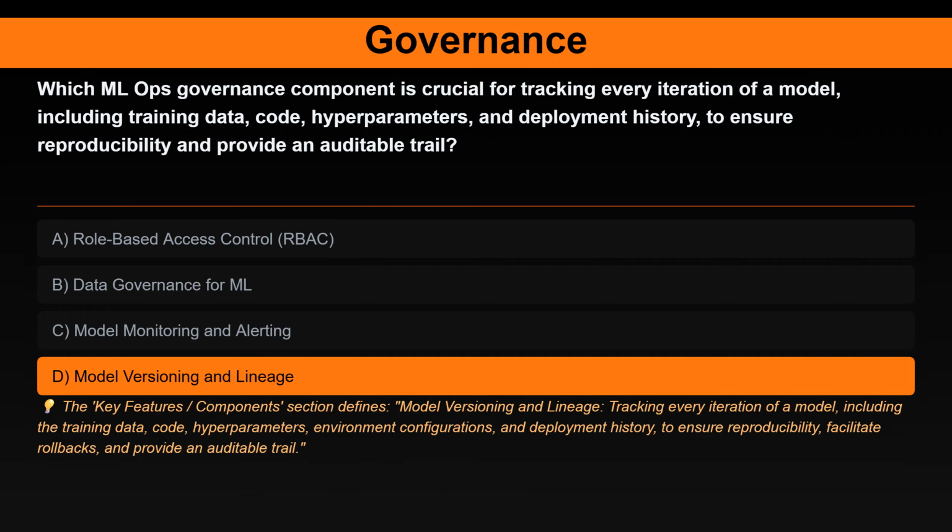The correct answer is model versioning and lineage. Here's the explanation. The key features/components section defines model versioning and lineage, tracking every iteration of a model, including the training data, code, hyperparameters, environment configurations, and deployment history, to ensure reproducibility, facilitate rollbacks, and provide an auditable trail.